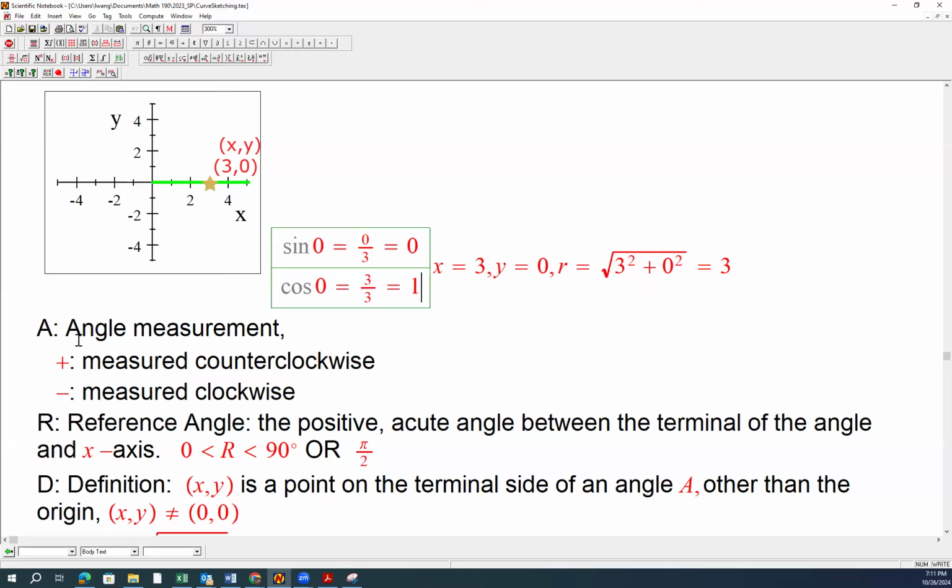We started with A, and A was 0 in our case. Actually, we don't have a reference angle here. A reference angle is between 0 and 90 degrees, right? Our angle itself is 0, so it doesn't fit. But we can just go straight to the definition. We pick any point. I assure you, if you pick point 5, 0, you still get the same value. Go ahead and try that. So this is how you can use the definition.